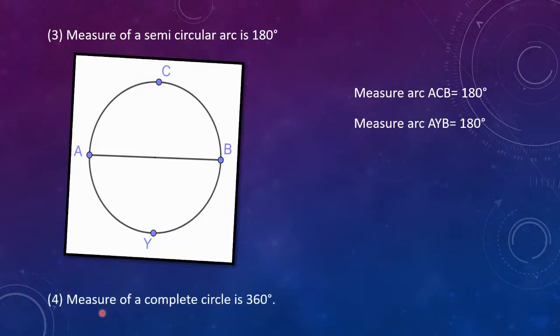The fourth property: we know that the measure of a complete circle is 360 degrees. So if the measure of the complete circle is 360 degrees, since a semicircle is half of a circle, the measure of the semicircular arc will be 180 degrees.